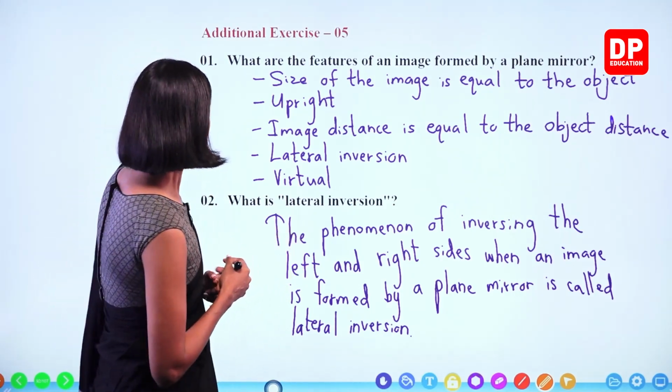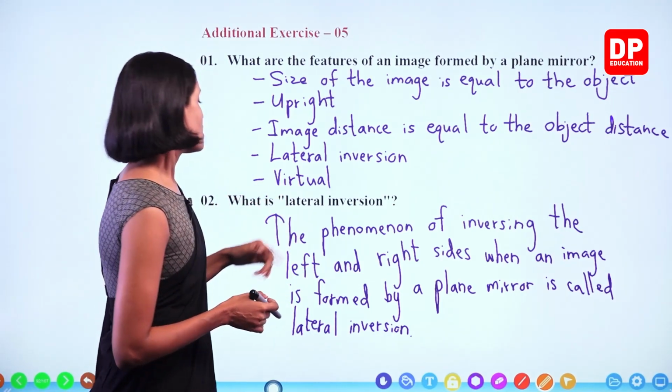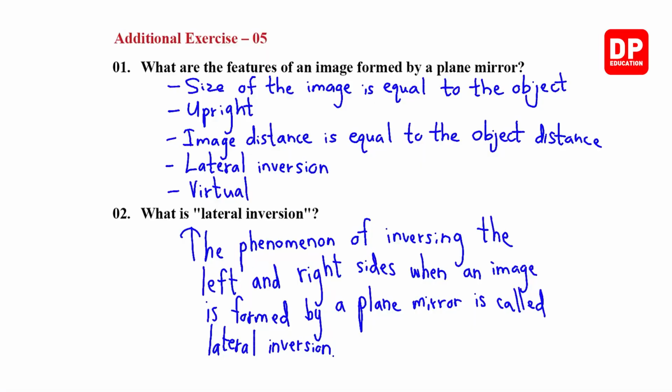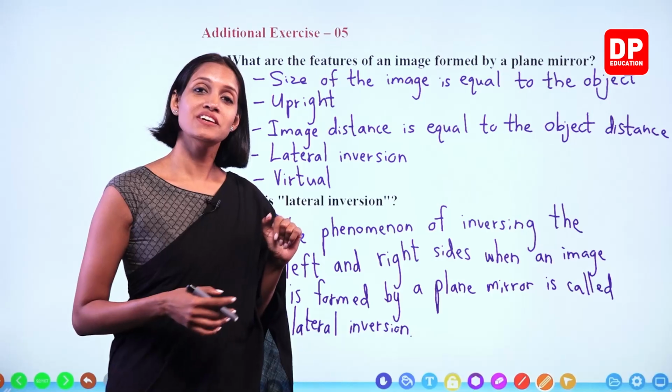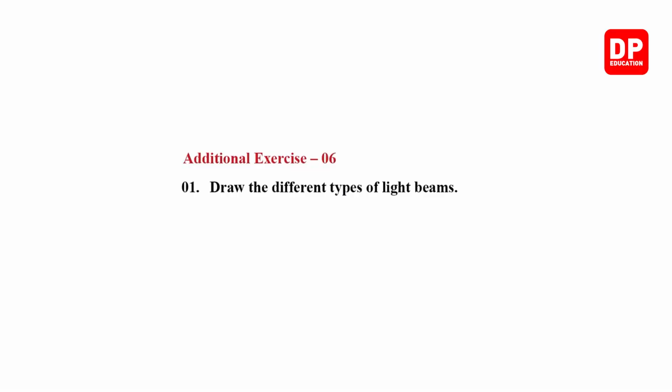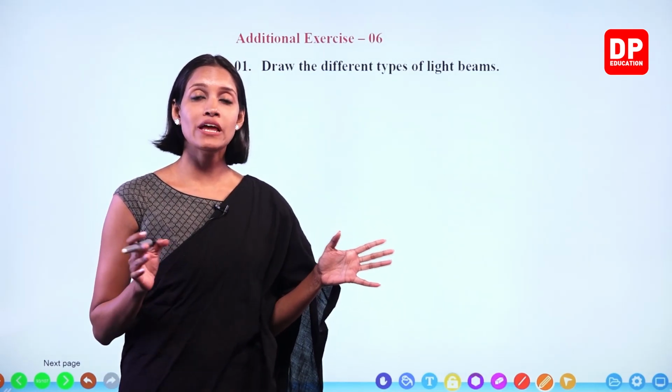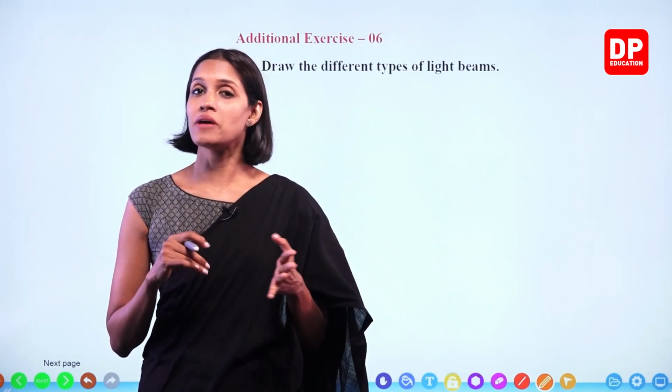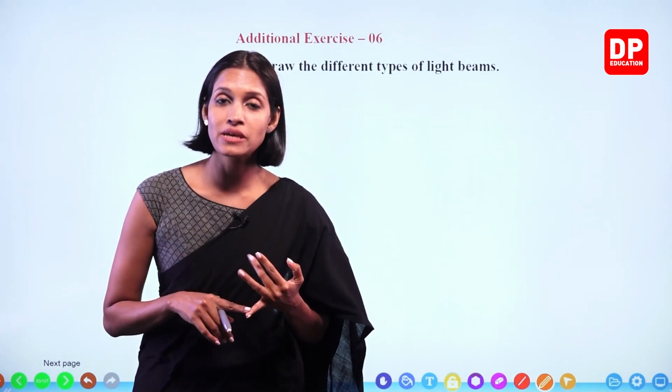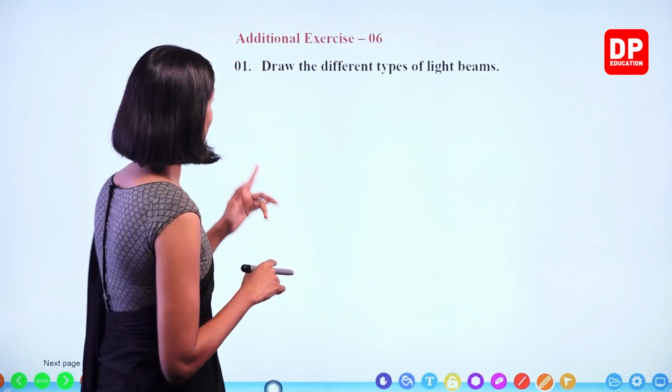Right, children? What is lateral inversion? The phenomenon of inversing or changing the left and right sides when an image is formed by a plane mirror is called lateral inversion. We'll move on to the next. Number 6. Draw the different types of light beams. How many light beams did we learn about? Parallel beam, convergent beam, divergent beam. Okay, let's draw them.